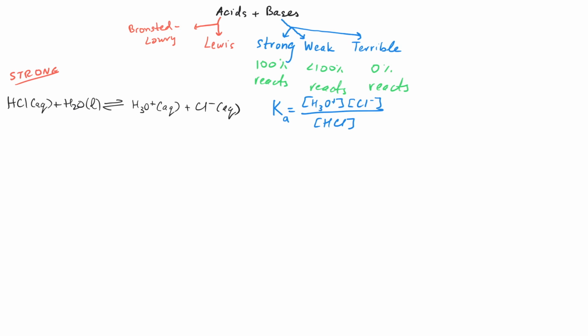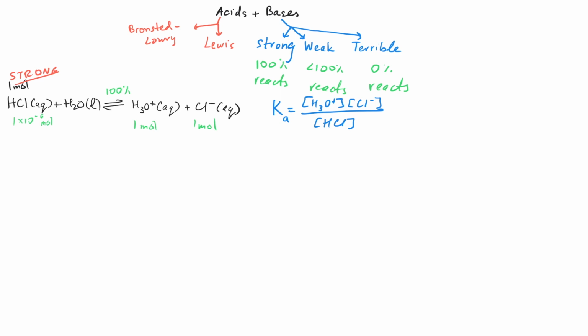So let's estimate the Ka of hydrochloric acid at 25 degrees Celsius. Let's say we start with 1 mole of HCl. We know that hydrochloric acid is a strong acid, so almost 100% of it will react with water to form products. In fact, only about 1 times 10 to the negative 6 moles of hydrochloric acid will remain, so we can estimate that we form 1 mole of hydronium and chloride ions each.